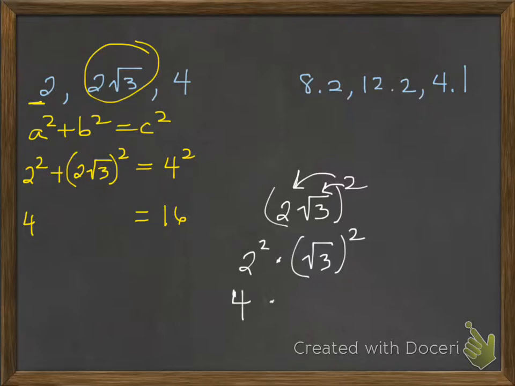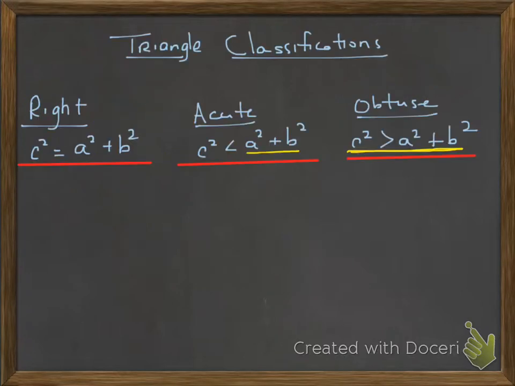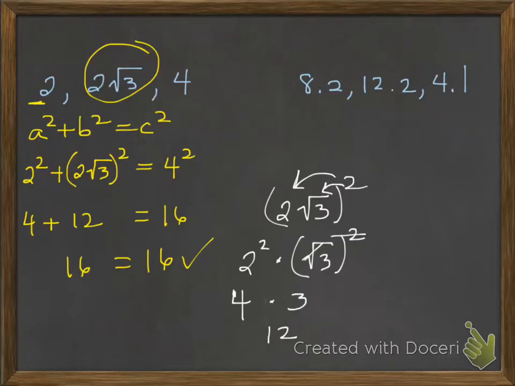Now what happens to a square root that is being squared? It just simply cancels, right? And so that leaves you with 3. So then you end up with 4 times 3 is 12. So you go back over here to your problem and you have 4 plus 12, and then you end up with 16 equals 16. And so that means, based on this, what kind of triangle do we have? That's a right triangle.